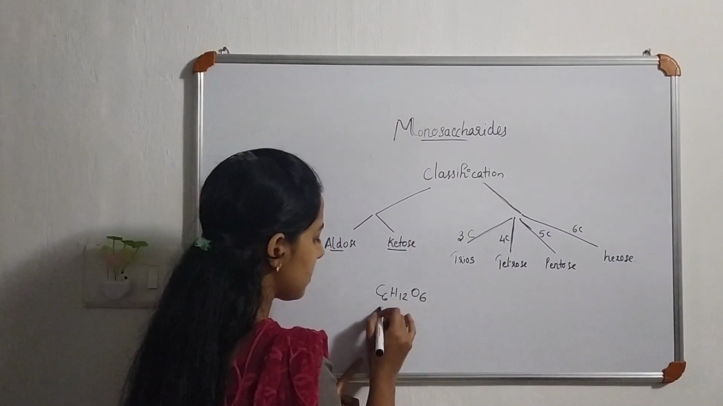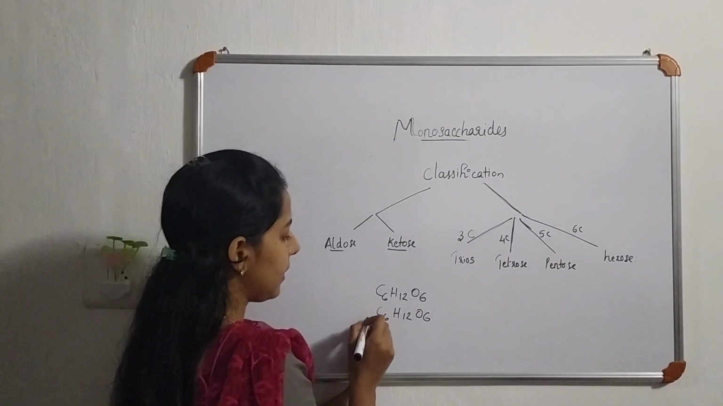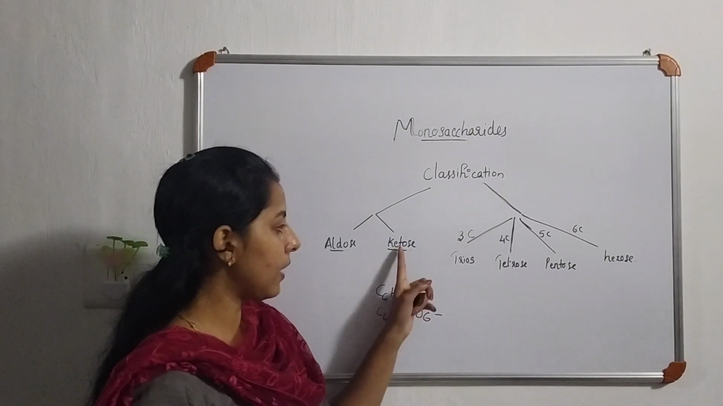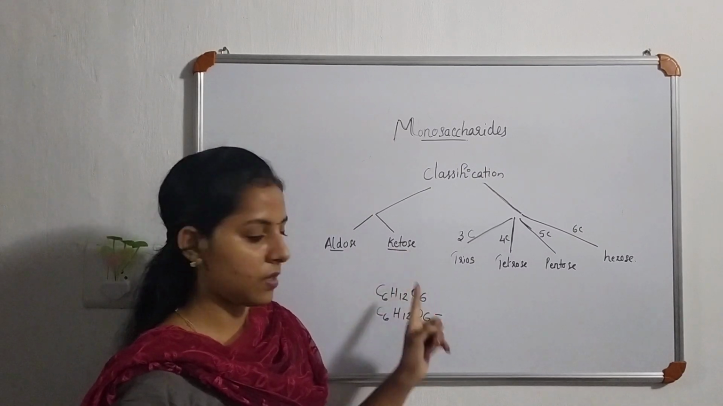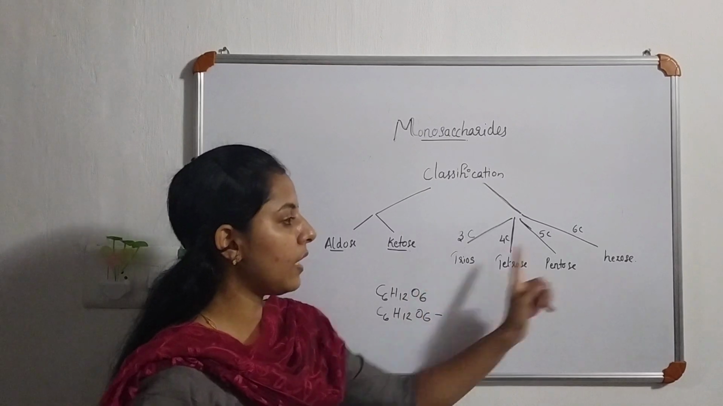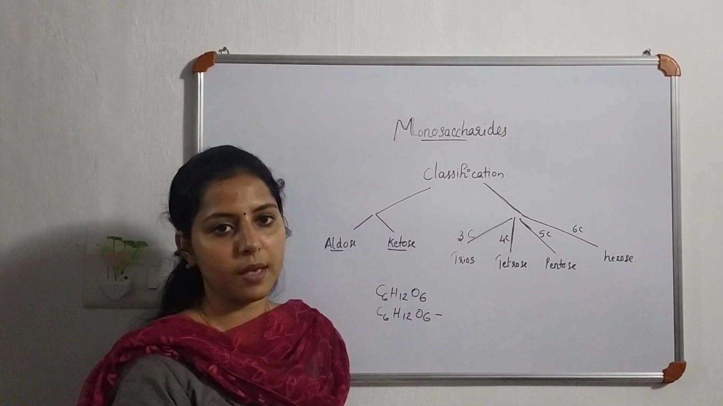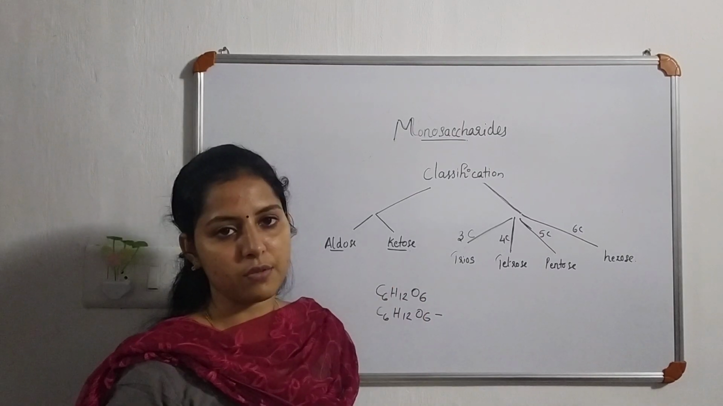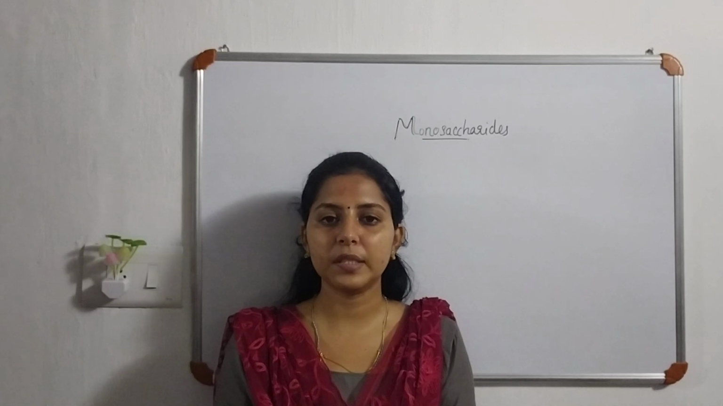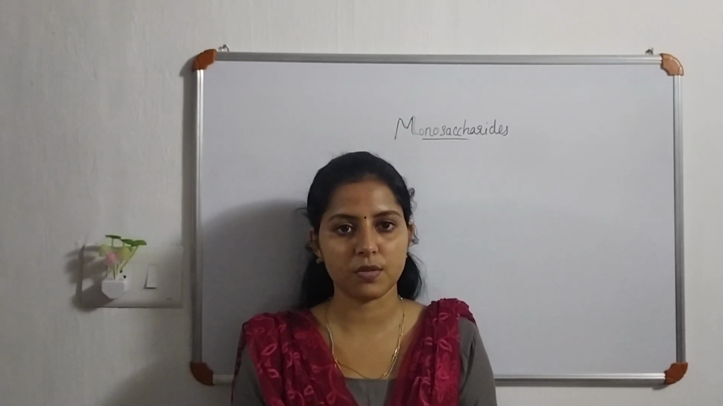Again, fructose. The formula of fructose is the same, and this is fructose. The only difference is it contains the ketone functional group. So fructose is a ketose and glucose is an aldose, and both come under the category of hexose because the number of carbon atoms is the same in both glucose and fructose. In this chapter, we have to study the preparation methods and structure of two main monosaccharides, glucose and fructose.